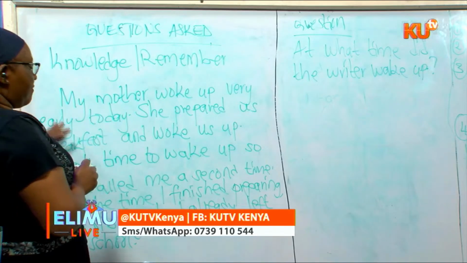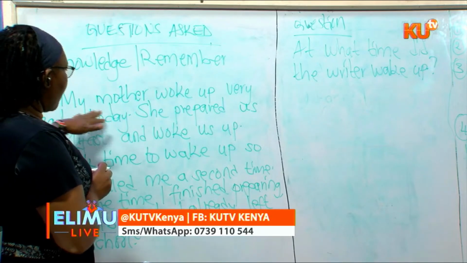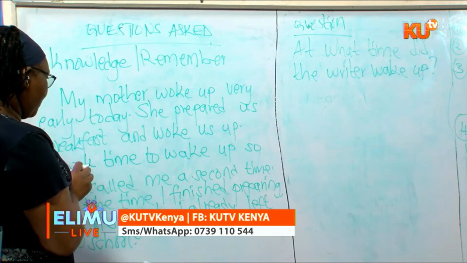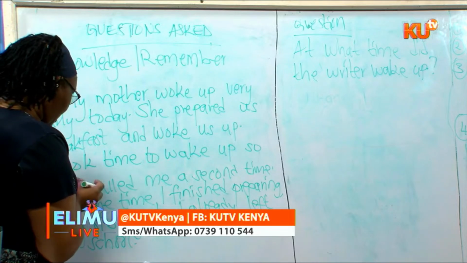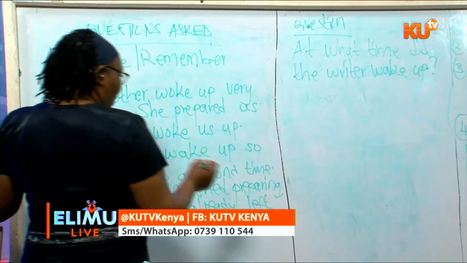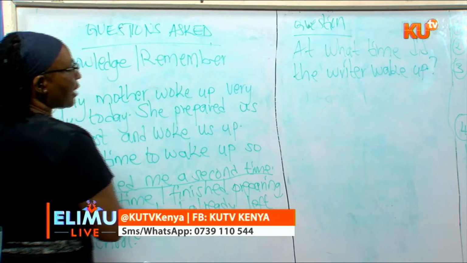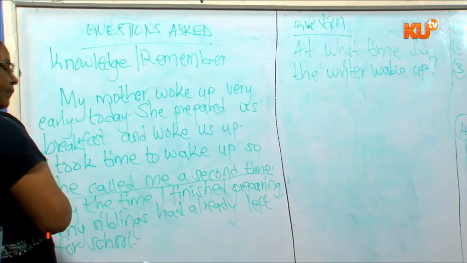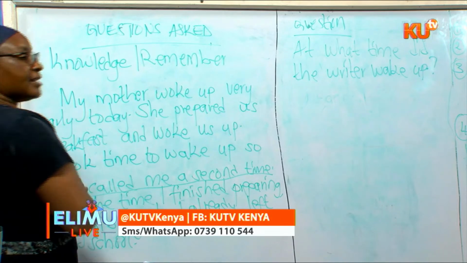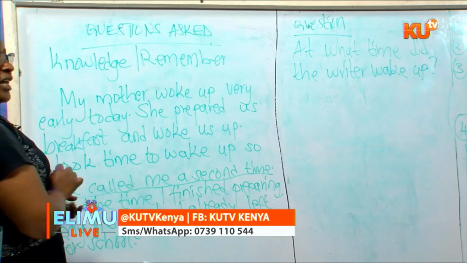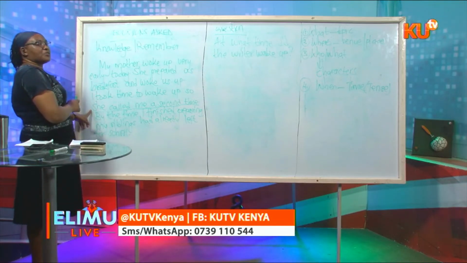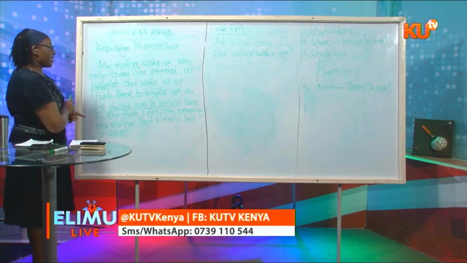Now, from the passage that we have on the whiteboard: my mother woke up very early today. She prepared us breakfast and woke us up. I took time to wake up, so she called me a second time. By the time I finished preparing, now you don't have to go up to there because our question is based on this sentence. At what time did the writer wake up? You will not get your answer from this sentence because this is the sentence where the question is based on. You will either get the answer from a sentence before this one or after this one. This does not apply in all cases, but in this case, let's find out where the answer is.